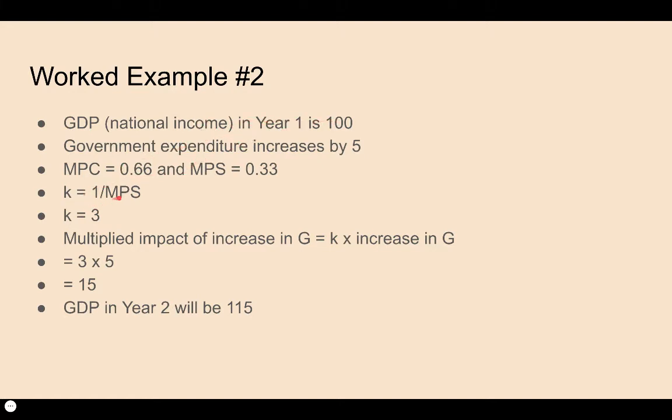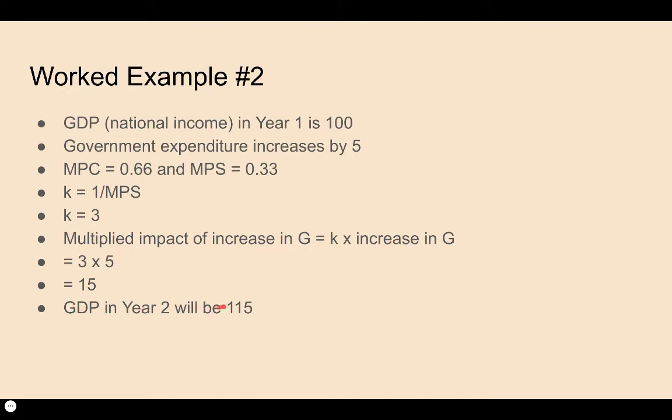So K equals 1 over MPS. K is going to equal 3 in this instance, so 1 over 0.33. So K equals 3. So the multiplied impact of that increase in government expenditure is going to equal K times the increase in G. The increase in G was 5, K is 3, so 15 is going to be our increase in national income or GDP. We can call it national income, we can call it GDP, we can call it an increase in aggregate demand. It all means the same thing.